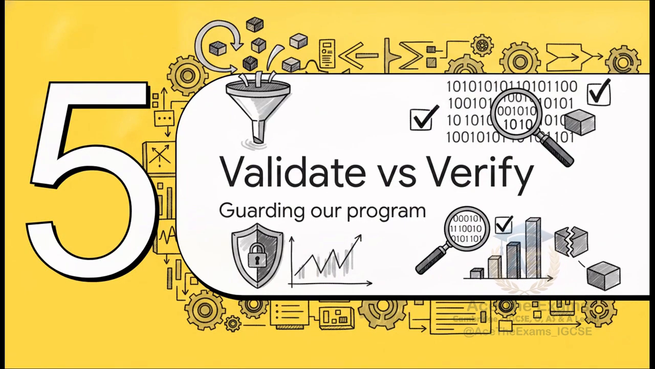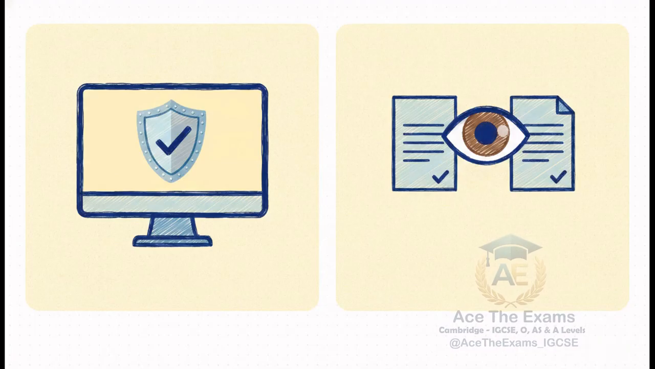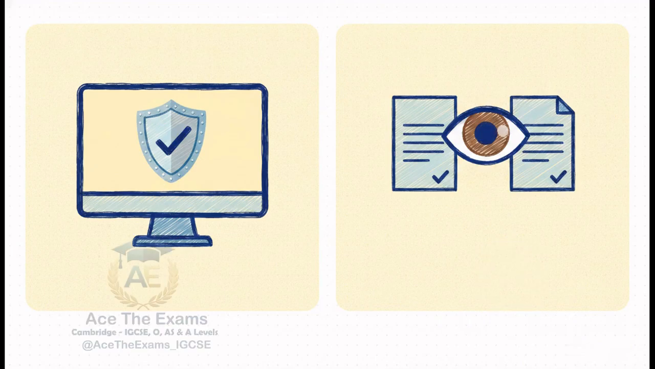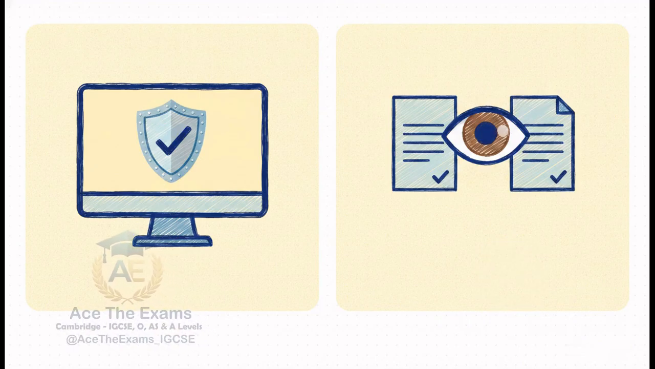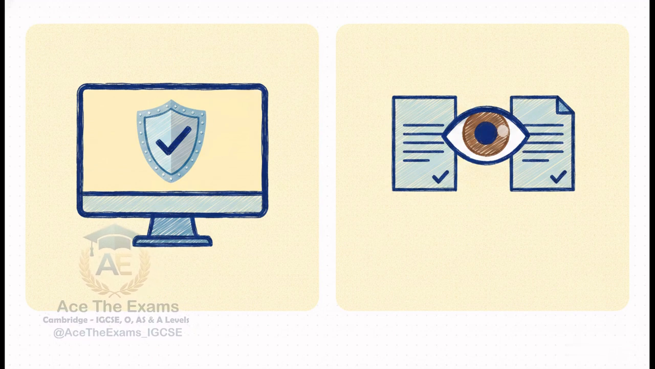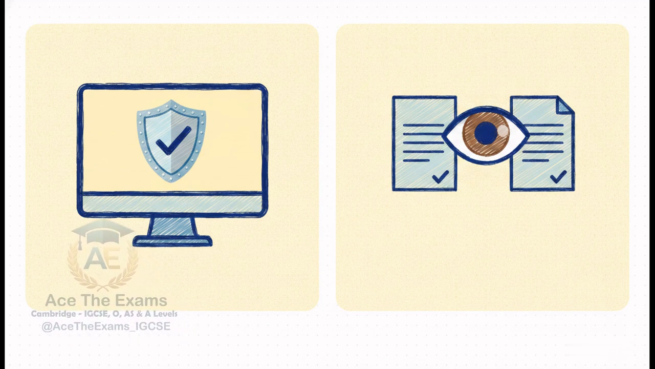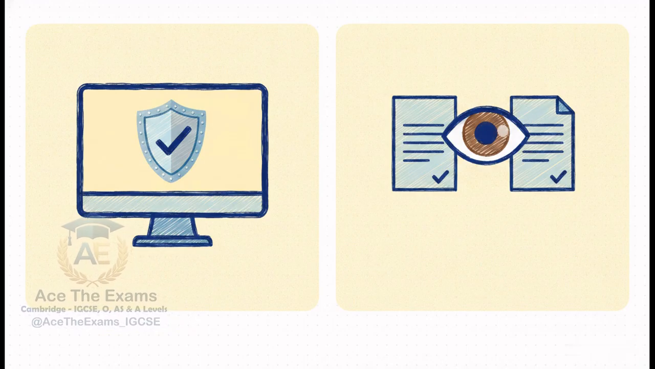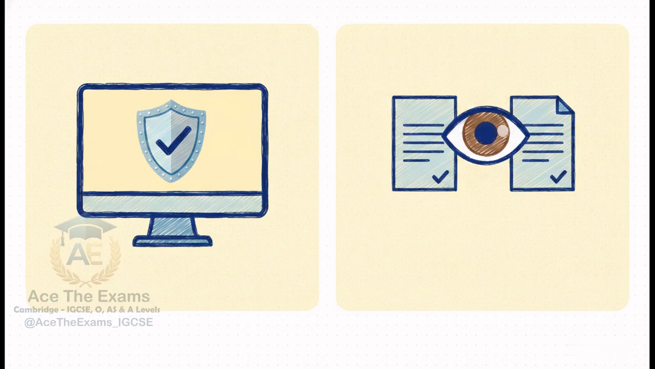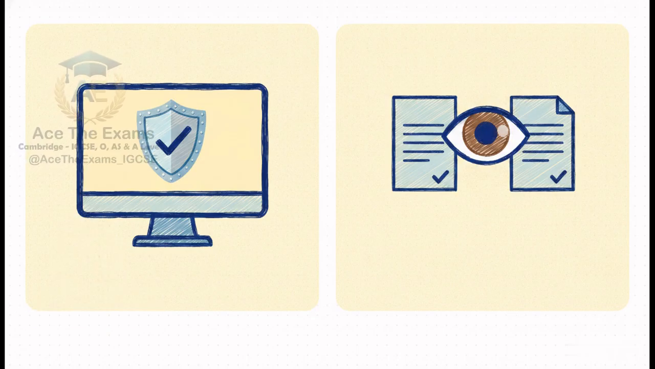Next up, Section 5, Validation versus Verification. Once we've built the logic to process, search, and sort our data, we have to pivot to our quality control phase. Listen, the smartest algorithm in the world will completely crash if you feed it garbage data. We have to guard our program. And this right here is where students often lose marks, confusing validation with verification. They are absolutely not the same thing.